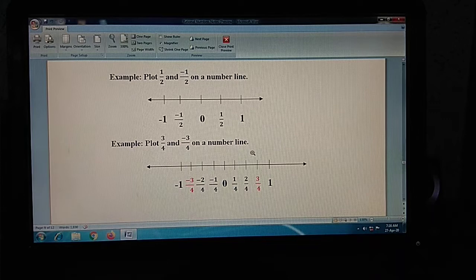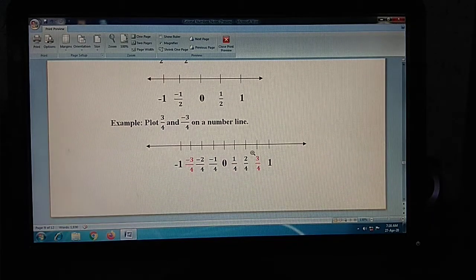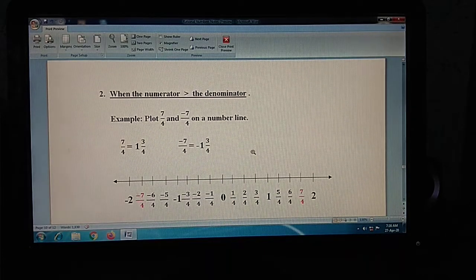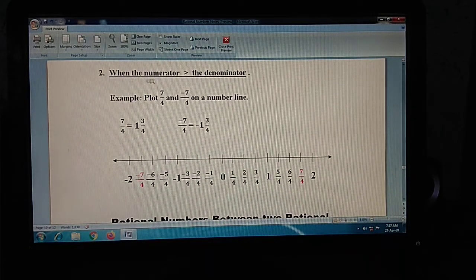This is clear. Already you have learned this in the earlier class 7. So I guess there shouldn't be any doubts left. Now second case, when the numerator is greater than the denominator. Here as you can see, the numerator is greater than the denominator. So what to do? Here what you have to do is, first you have to convert this rational number into a mixed fraction. So this is the mixed fraction.